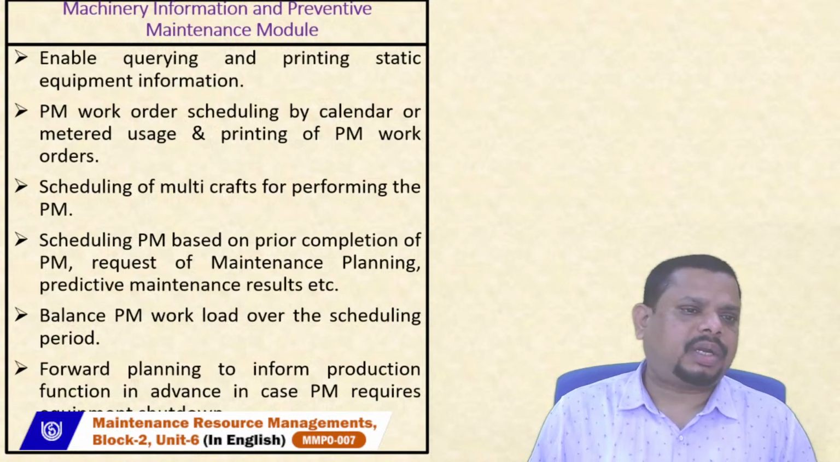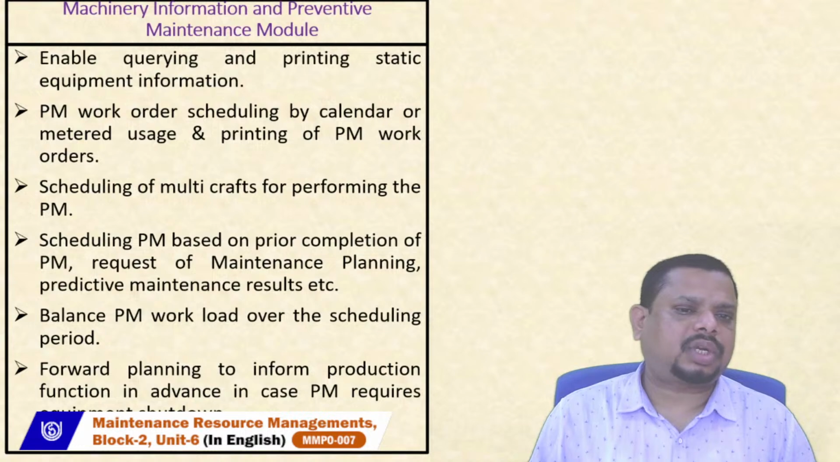Then preventive maintenance work orders scheduled by the calendar or the master, and use and print of the preventive maintenance work orders. The third one is scheduling of multi-craft for performing the preventive maintenance. And the fourth one, we have scheduling the preventive maintenance based on the prior completion of the preventive maintenance. The next one is request of maintenance planning. And the last one, we have preventive maintenance results.